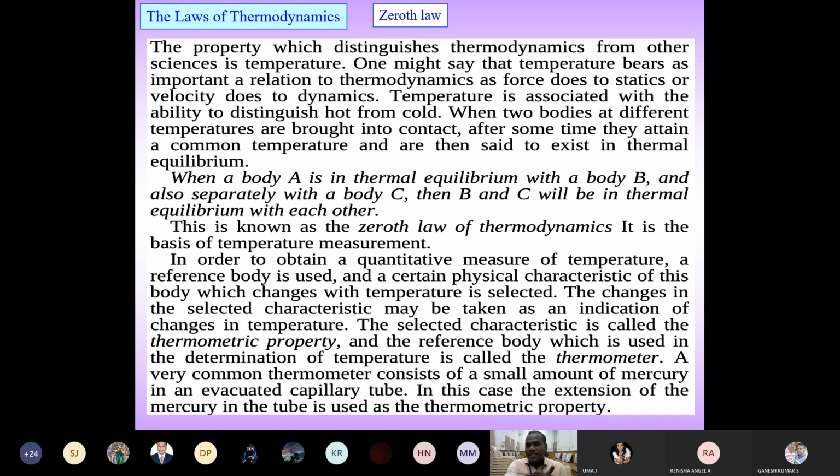Then this B and this C will be in thermal equilibrium with each other, right? Because B and C are not in contact. But B and C will be in thermal equilibrium because of the zeroth law of thermodynamics.